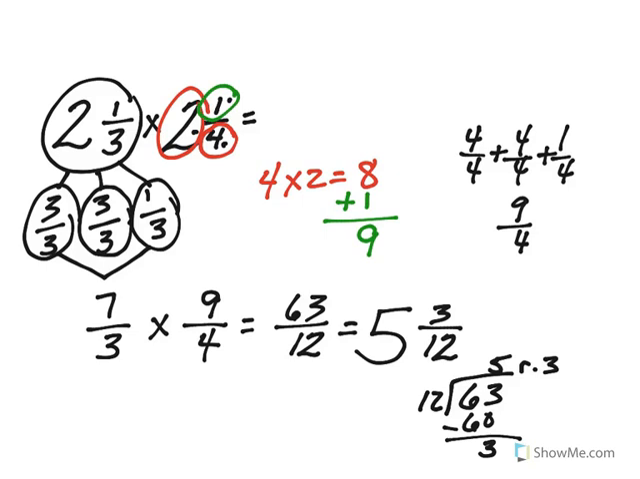But we know we cannot put 5 3/12 as our answer. We have got to simplify. So my final answer is going to be 5, and then I know the factors of 3 are 1 and 3. I also know that 12 is divisible by 3. So I'm going to say 3 divided by 3 is 1. 12 divided by 3 is 4. And so my final answer on this problem is going to be 5 1/4.